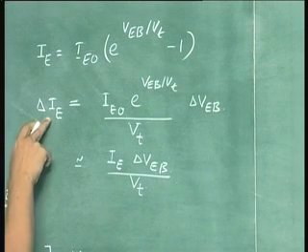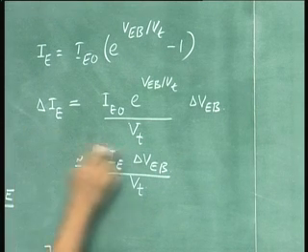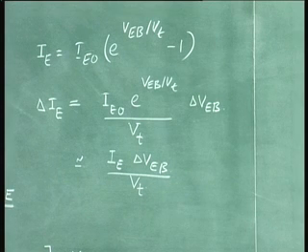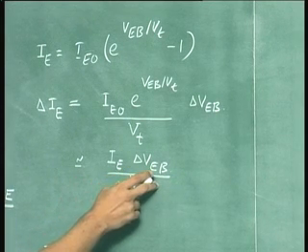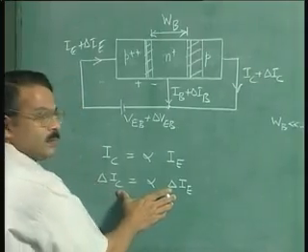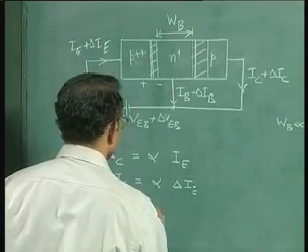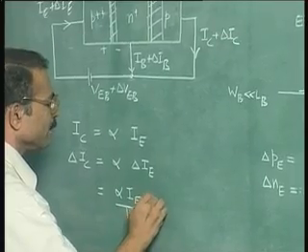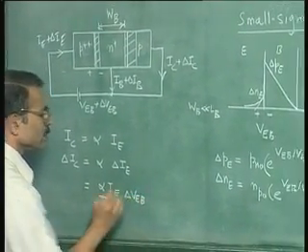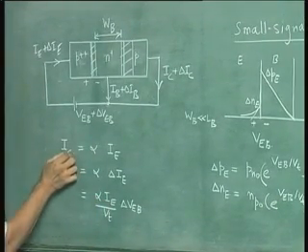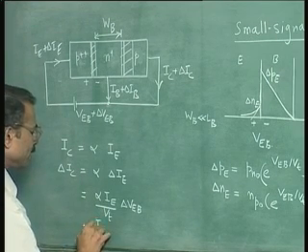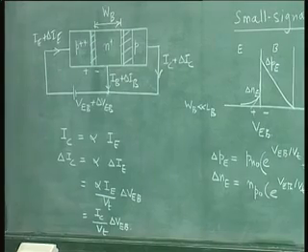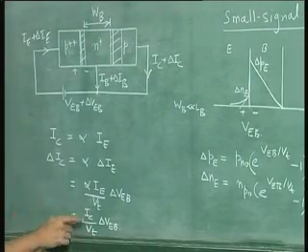So that is quite interesting. The increment in the emitter current is proportional to the increment in the emitter base voltage, and the proportionality constant is IE by VT. So substituting this relation in this formula here, we can write delta IC is equal to alpha times IE upon VT into delta VEB, wherein alpha times IE is nothing but IC. So this can be further simplified to IC upon VT into delta VEB. So delta IC is nothing but IC by VT into delta VEB.